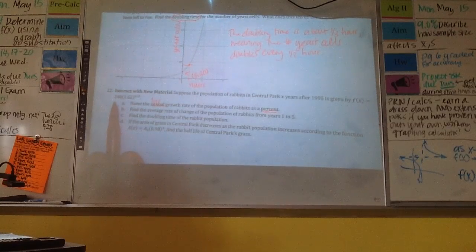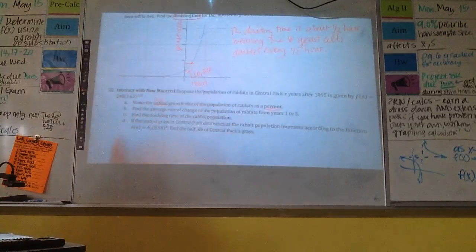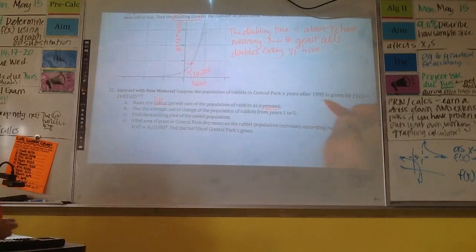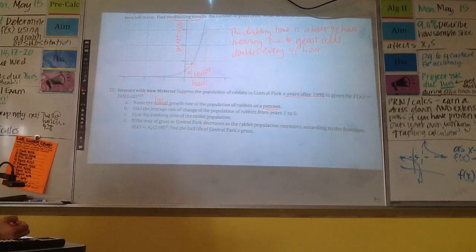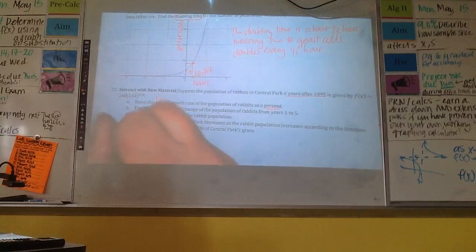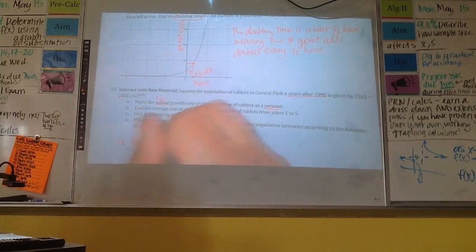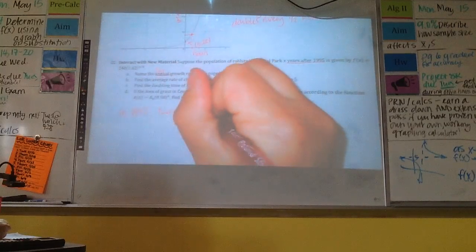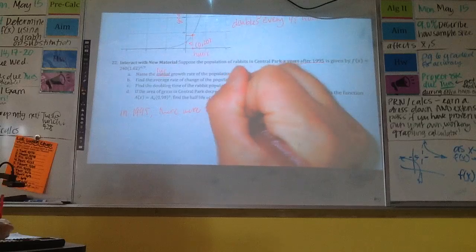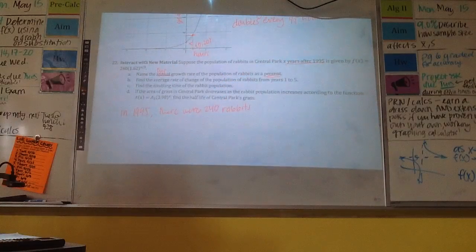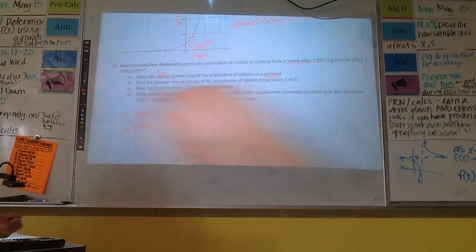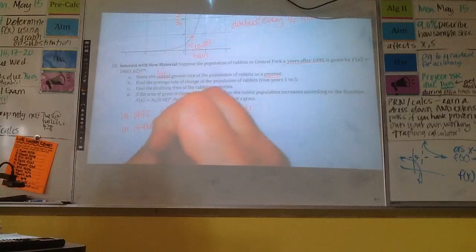Well, let's take a look at this function. I can tell just by looking at it that 240 is an initial value, or that means 0 years after 1995, or in the year 1995, there were 240 rabbits. I want to know an annual growth rate. So what happened in 1 year? In 1996. 1996 would have been 1 year later.